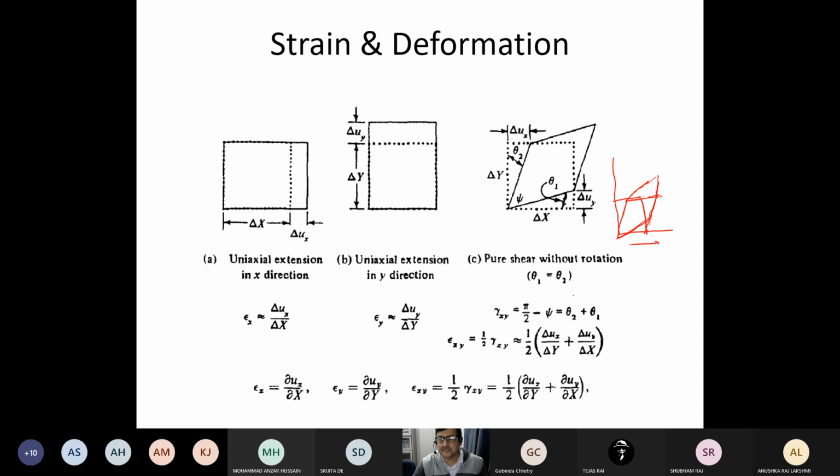So what I'm trying to say is, first I give a shear in this direction, then I give a shear in that direction in order to get θ1 and θ2. And if I take an average of that, I end up getting this.